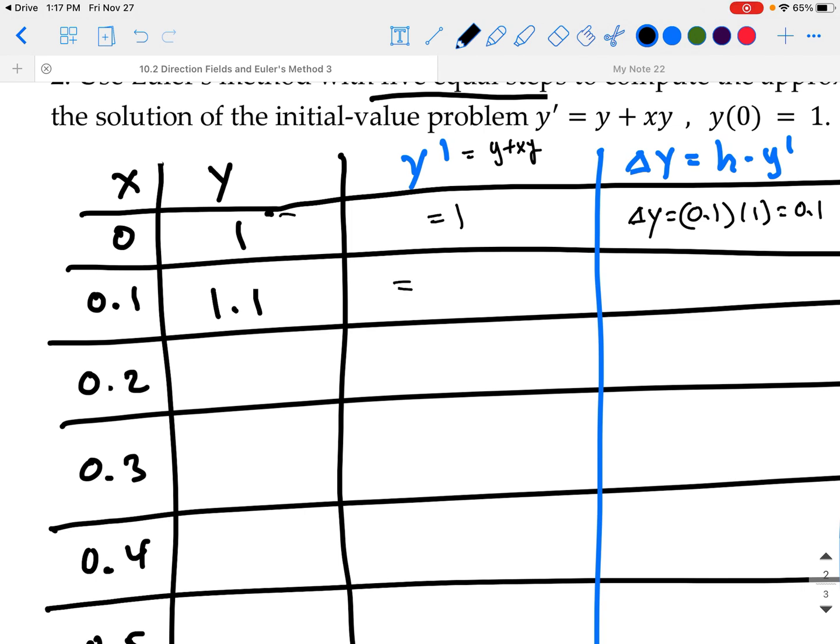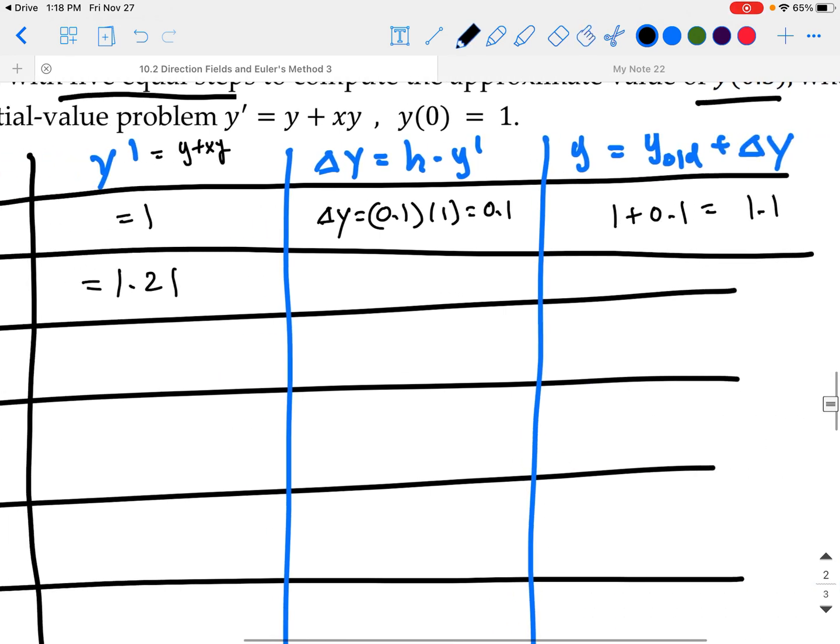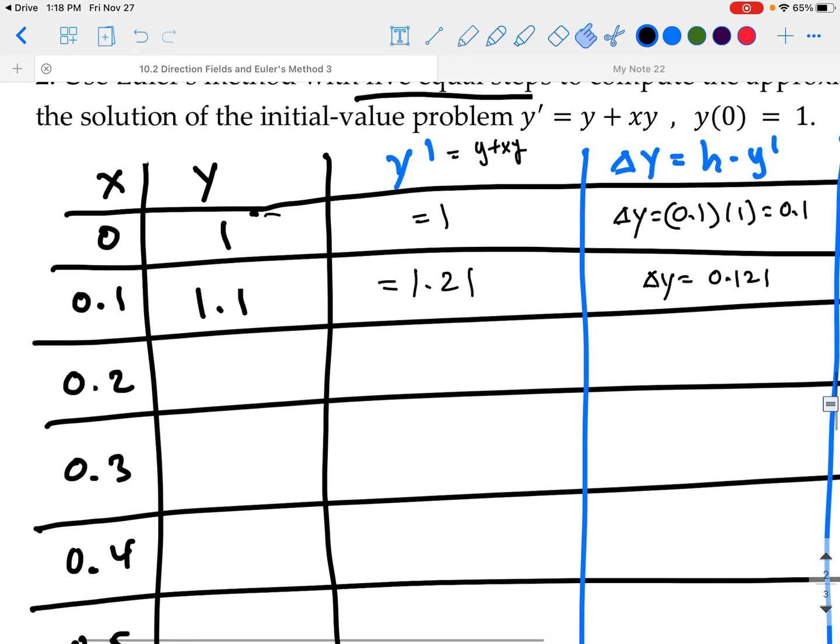All right, so now we're going to use this with our next iterative value. So we're going to have decimal points here. We're going to have 1.1 plus 0.1 times 1.1. So we get 1.21. Again, definitely use a calculator for these. We're going to multiply that by 0.1, so delta y is 0.121. Then we'll have 1.1, our previous value, plus 0.121, and we'll get 1.221. Good.